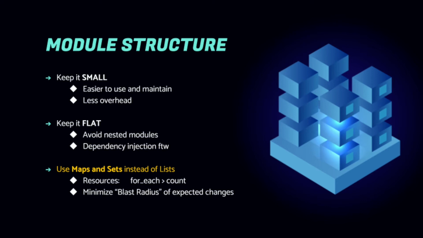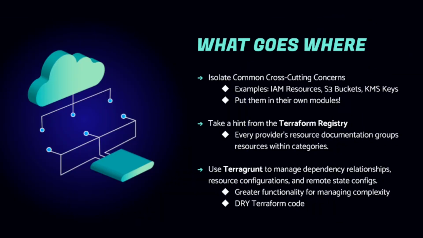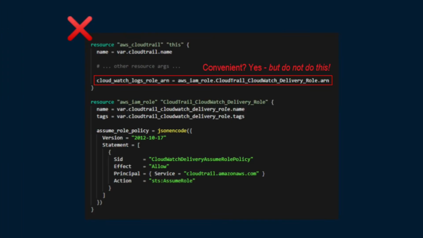Now, that's all well and good for one individual module, but what about a collection of modules? First up, for resources that will be commonly used throughout many modules, think IAM roles and policies, S3 buckets, KMS keys, put them in their own modules. It's quite often tempting to include those alongside the resources which immediately depend on them, but do yourself and your team a favor by avoiding this temptation.